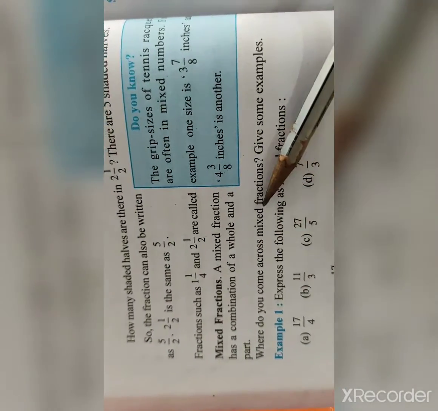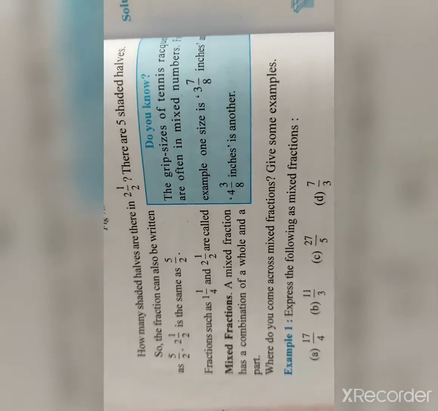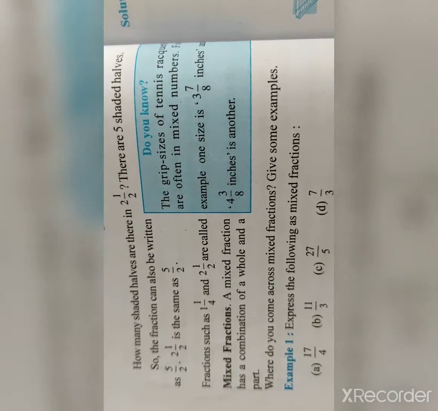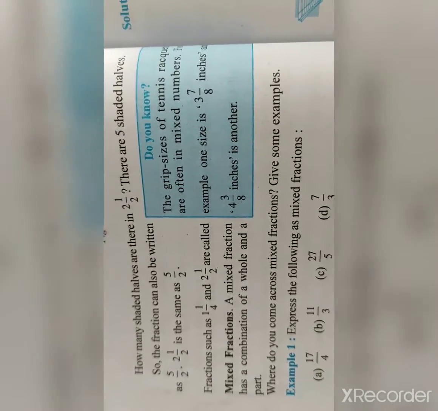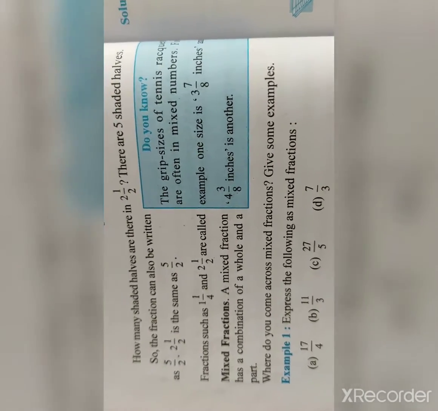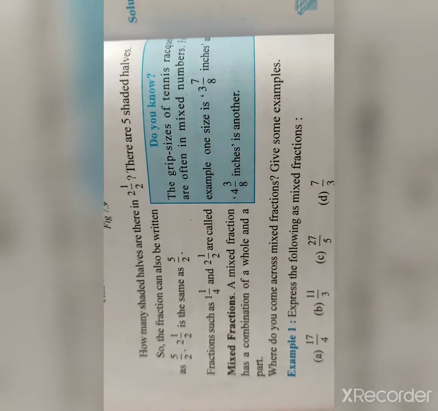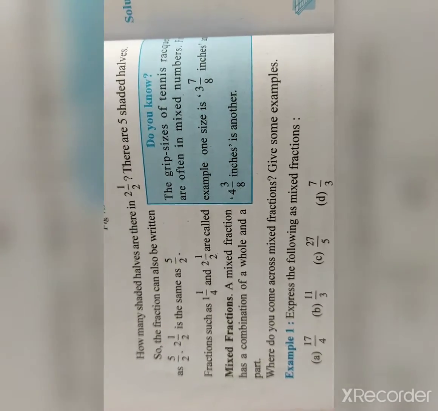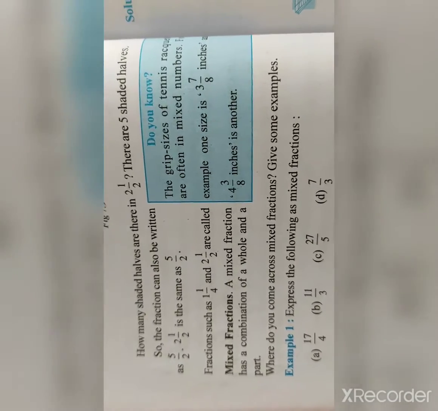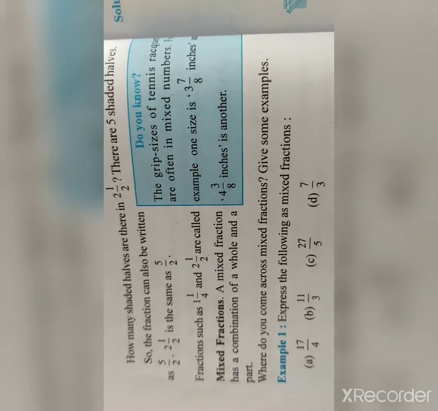Where do you come across mixed fractions? Give some examples. Suppose we take 1.5 glasses of milk. So 1 whole glass and half a glass. Or 2, 3 or 4 katoris of mango juice or amras. So in this way also we can take.